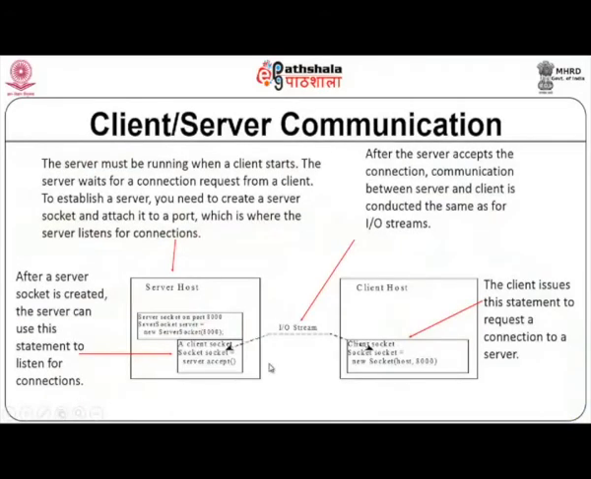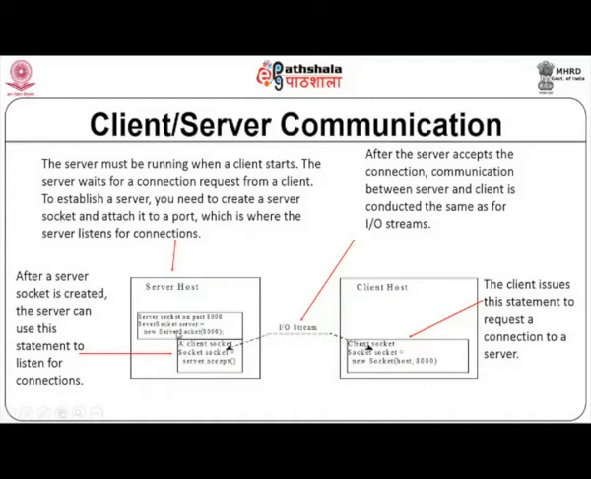This diagrammatically shows what is happening with the code. We have a server host and a client host. The server must be running when a client starts. So, first we compile both the server program and the client program, and we first execute the server program, and the server would be running before the client starts. The server waits for the connection request from a client, and to establish a server you need to create a server socket and attach it to the port number where the server would be listening for connections. This part of the code is what is happening. You create a server socket and you make the server socket listen on port number 8000.